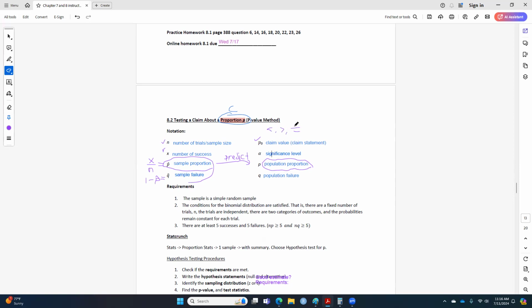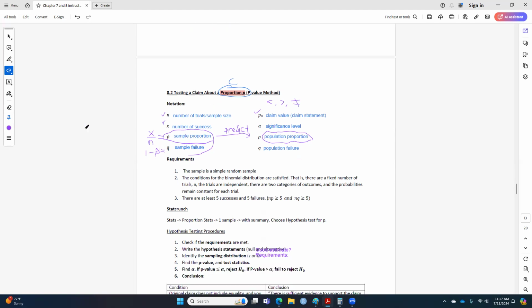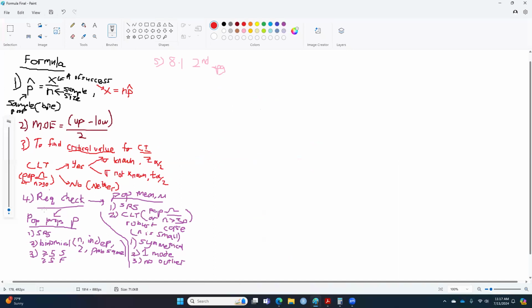So this is quite a few, we'll talk about that in 8.1. So make sure you know which one to pick. Requirements. These are requirements the same as what you did in proportion. So if you remember the requirements for proportion: simple random sample, binomial, at least 5 success and 5 failure. This is the requirement check for population proportion.